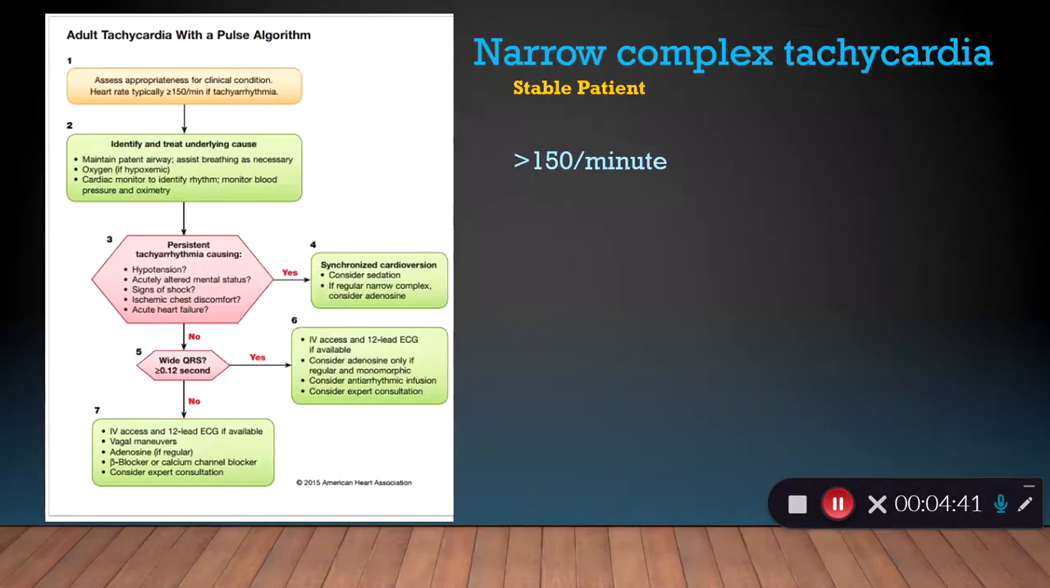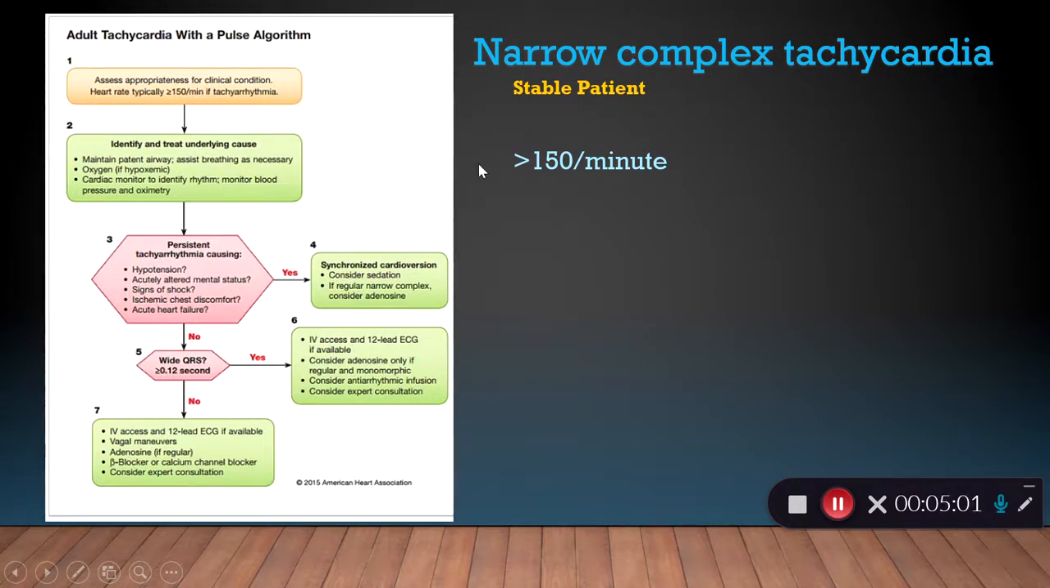Let's break it down. Okay, so if I have a narrow complex tachycardia, so we're not going to talk about the wide ones right now, we're talking about narrow complex, and my patient is stable, okay, it's not hypotensive. So if I look in my algorithm, I'm going to look at the heart rate.